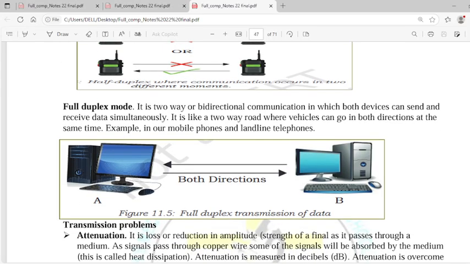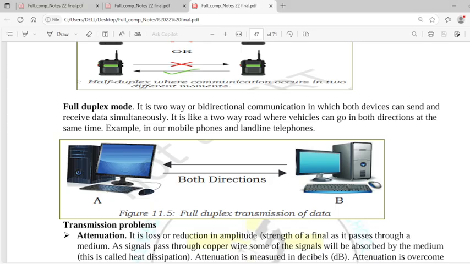Then we have full duplex mode. A full duplex is two-way, that is bi-directional. In simplex we said uni, meaning one. Bi is now more than one. Directional, meaning the communication can occur in both directions, just like in half duplex, but the devices can send and receive data simultaneously.